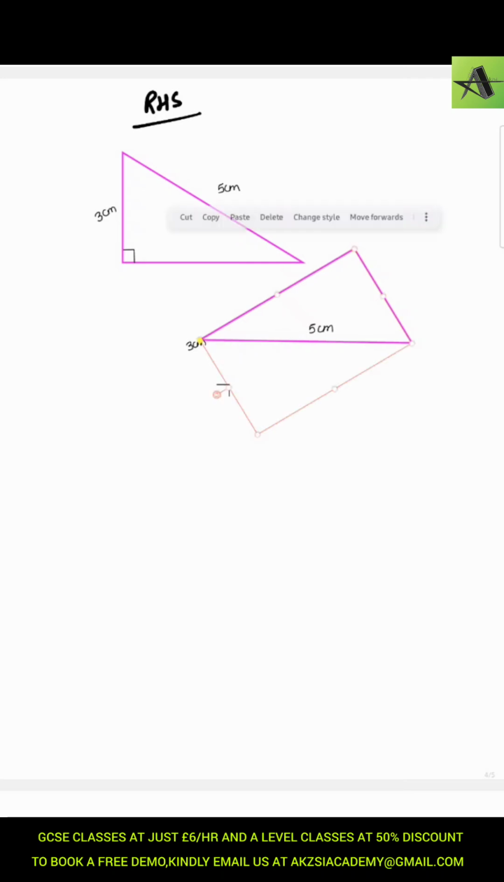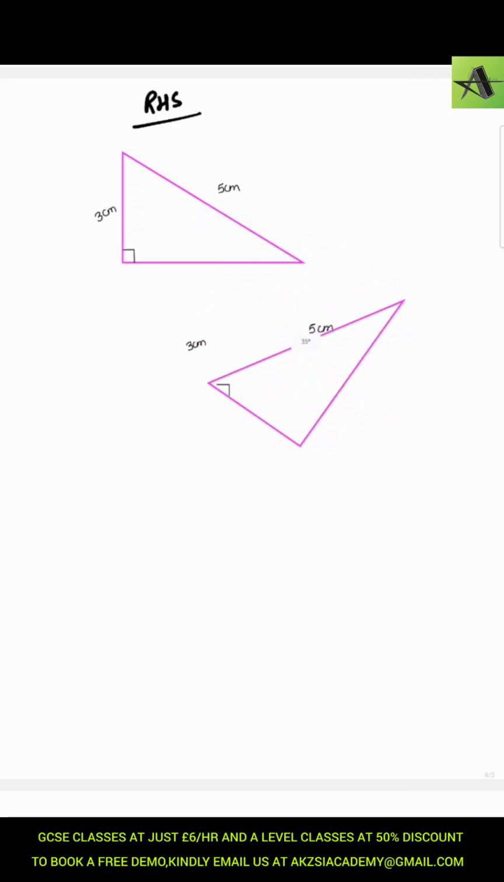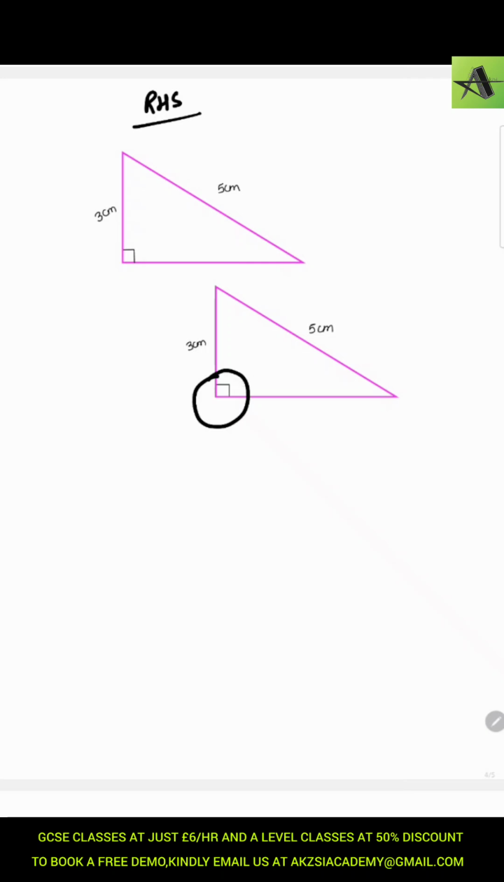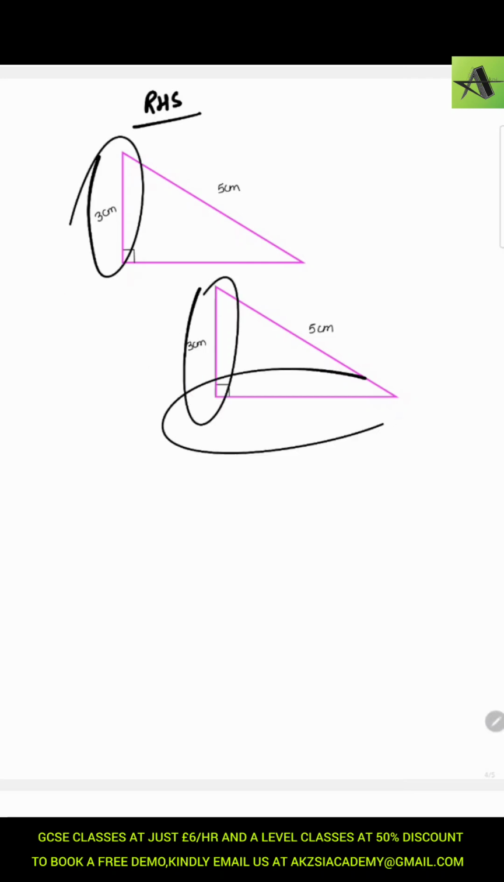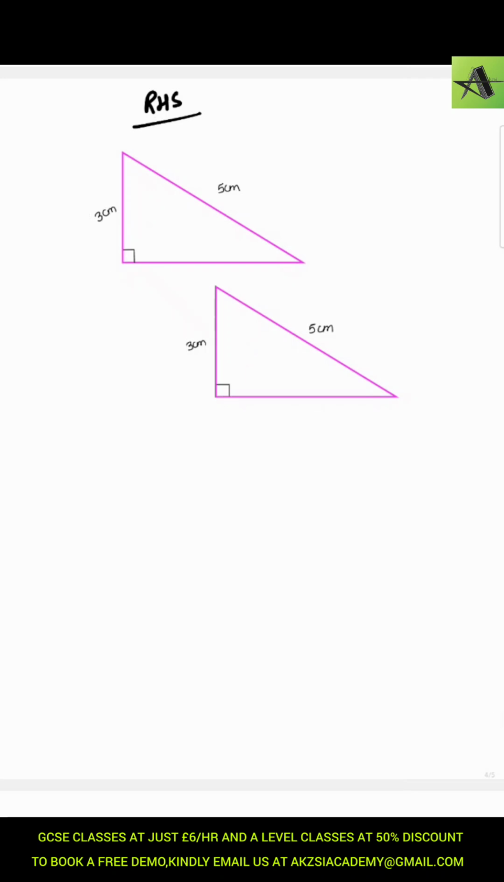So if you are not able to spot the hypotenuse, you should know one thing, that the side opposite to the right angle is always the hypotenuse. So this is the right angle, and the side opposite to it is the hypotenuse. The corresponding hypotenuse has to be equal, and any one of the remaining two legs, if the corresponding sides are equal, then they are congruent by right hypotenuse side.